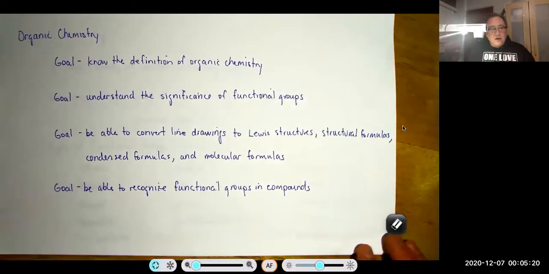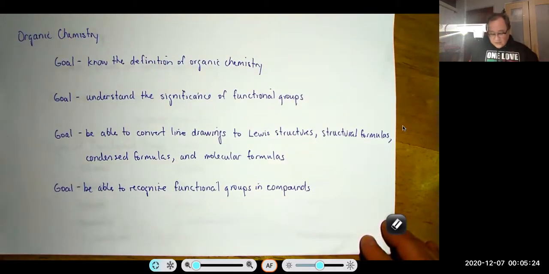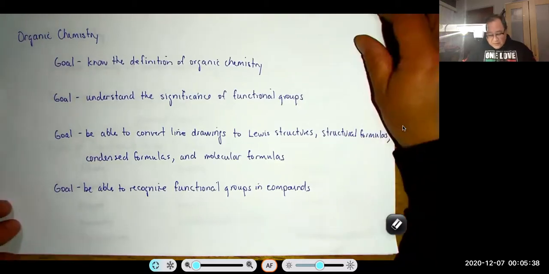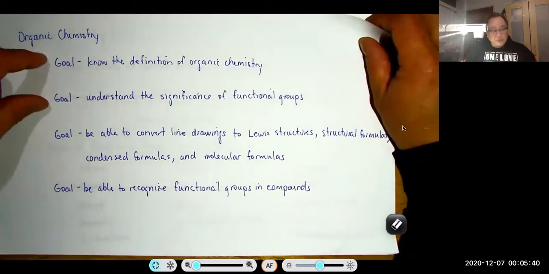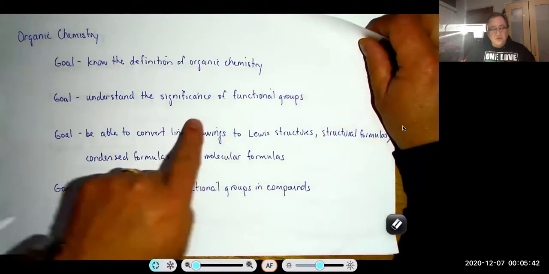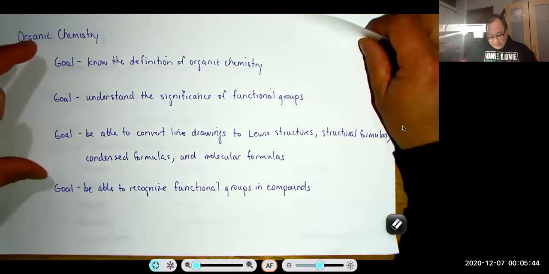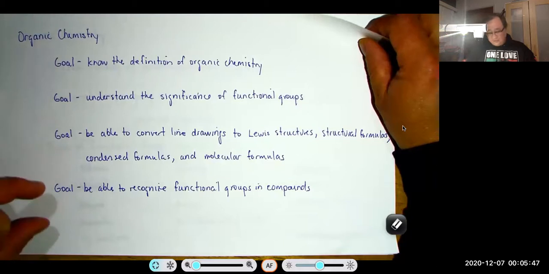Hey, welcome to our lectures on organic chemistry. We're going to have two of these, and they're going to be separated into essentially this: being able to convert line drawings to Lewis structures, structural formulas, condensed formulas, and molecular formulas, and functional groups. We will have a little bit of the organic chemistry definition at the first end and the significance of functional groups first. So basically this part and then this part.